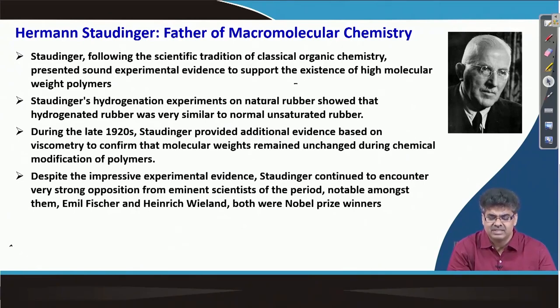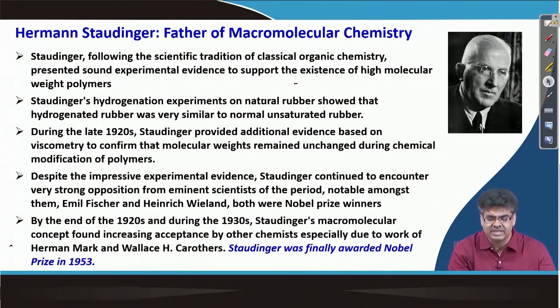Despite these impressive experiments, Staudinger continued to encounter very strong opposition from eminent scientists of that period, and among them some of the notable were Emil Fischer and Wieland, both Nobel Prize winners. So you can imagine a young scientist proposing something from imagination and intuition, opposed by Nobel laureates. He must have been a genius to fight to convince others that polymers are indeed made up of large macromolecules.